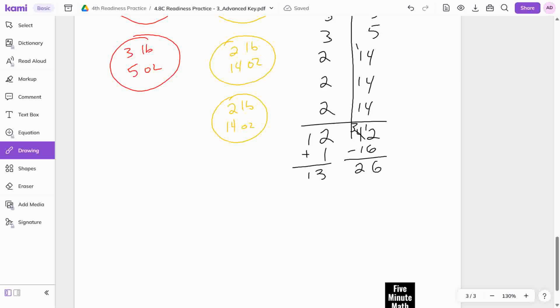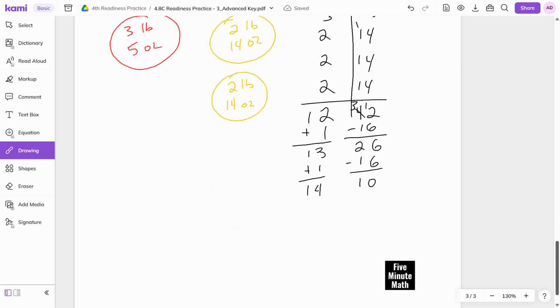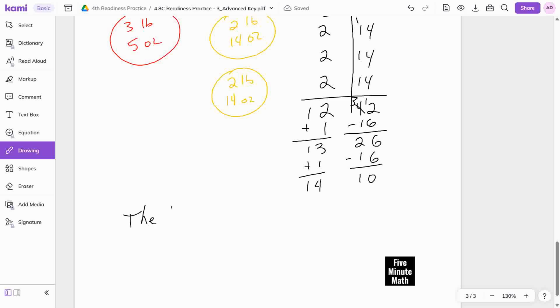So 12 pounds, 42 ounces is the same as 13 pounds, 26 ounces. I can get another 16 ounces away. That's going to leave me 10 ounces, and I'm going to add that back in as a pound. So I'm just changing how it works. I can't do a third one because there's only 10 ounces left. So we can say, and we're looking for the bags' weight, and now we've got a simplified version, 14 lb, and then I'm going to put a 10 OZ.